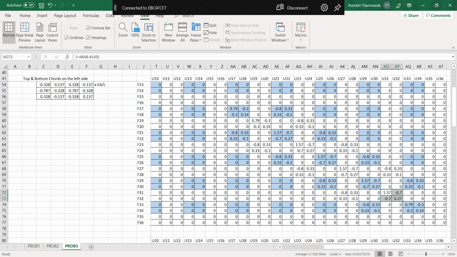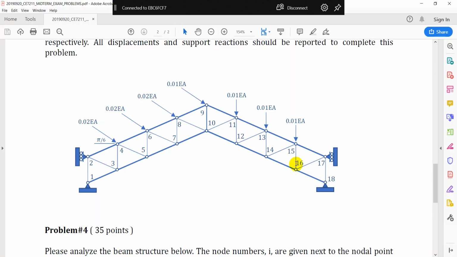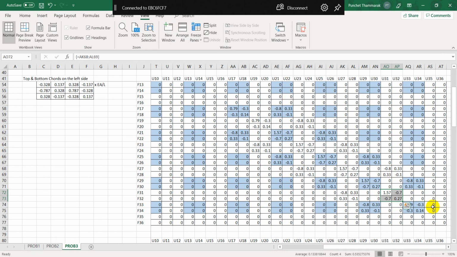There it is. Last one, 31, 32, and what, 35, 36, right? 31, 32, 35, 36, so 35, 36 here, right?